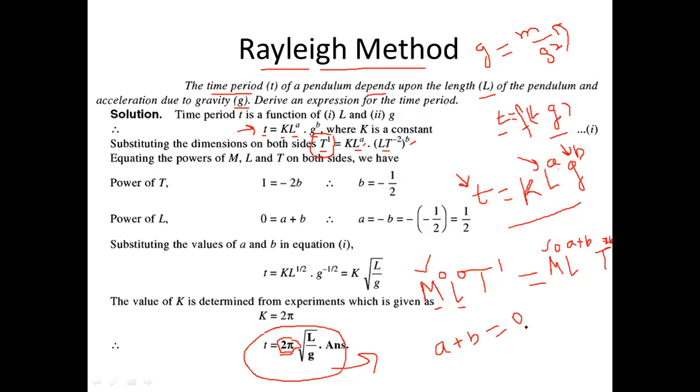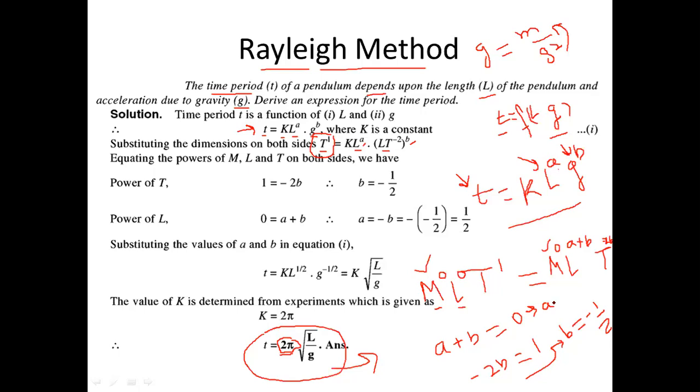Similarly, if I compare the power of time, T, the power of T on the LHS side is 1. And the power of T on the RHS side is minus 2b. So the power of T on the RHS is minus 2b and on the LHS it is 1. So from here I can find the value of b. b is equal to minus 1 by 2. And accordingly, what will be the value of a? If I substitute b here, what will be the value of a?